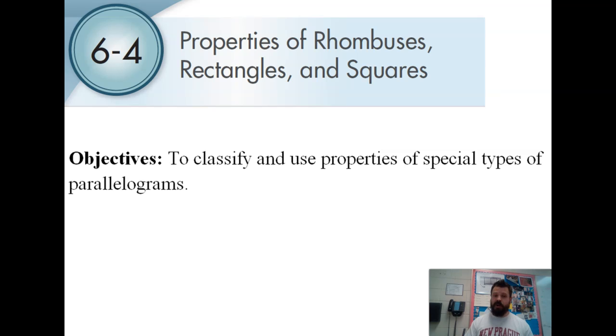All the properties we've given you so far dealing with polygons and parallelograms are still going to apply today. But today we'll look at some specific properties, some specific theorems about rhombuses, rectangles, and squares. Objective: to classify and use properties of special types of parallelograms. Let's get going with that.